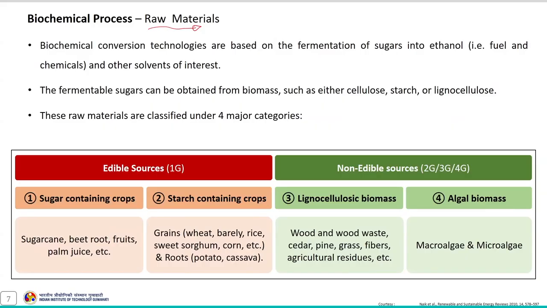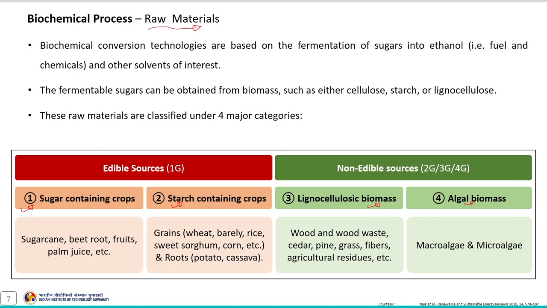Biochemical conversion technologies are based on the conversion of sugar into ethanol and other solvents of interest. The fermentable sugars can be obtained from various types of biomass, that is either cellulose containing biomass, starch containing biomass and lignocellulosic biomass. And these raw materials are classified under four categories as shown here on the slide, that is sugar containing crops, starch containing crops, lignocellulosic biomass and algal biomass.